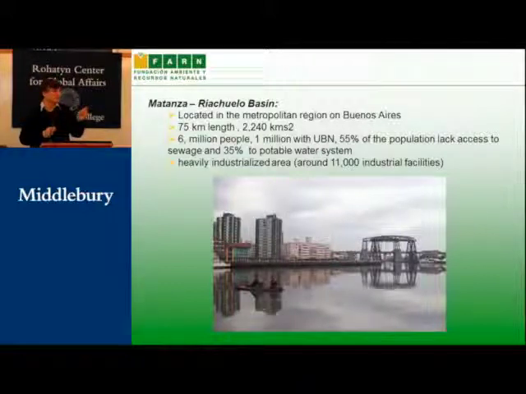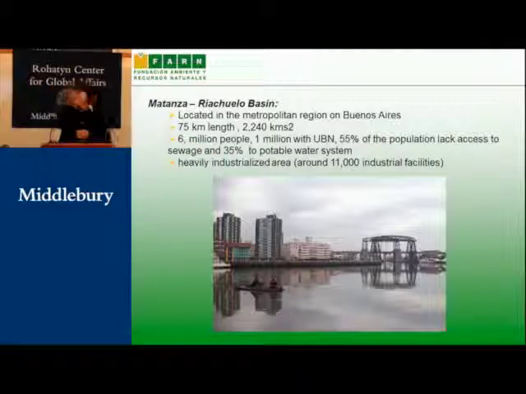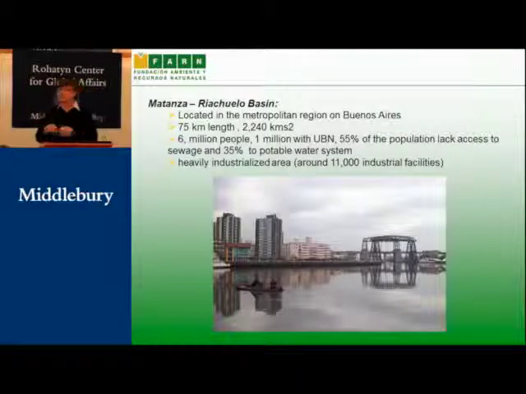According to the 2010 census, 1 million people living there have unsatisfied basic needs, so basically are poor. 55% of the population have access to sewage, and about 35% lack access to the potable water system.